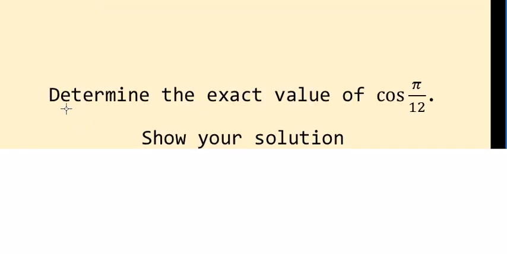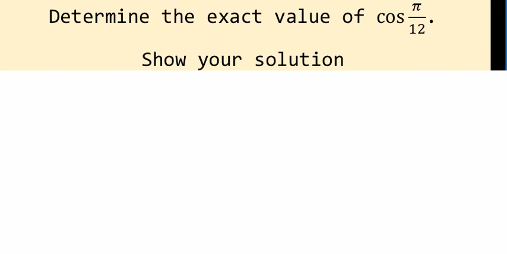The question: determine the exact value of cosine of π over 12. So I will show you the technique how to answer. We know that π over 12 is about first quadrant, so that should be about the positive number.